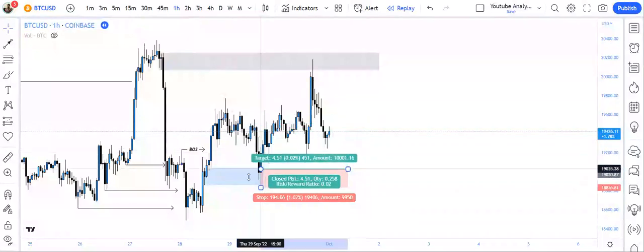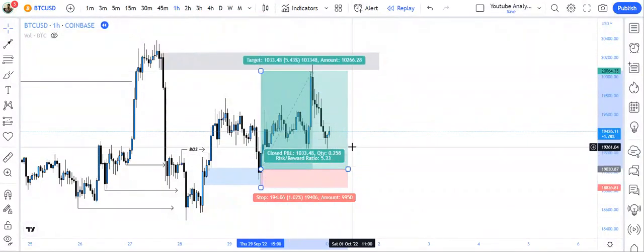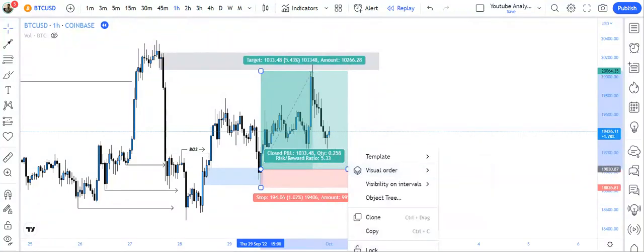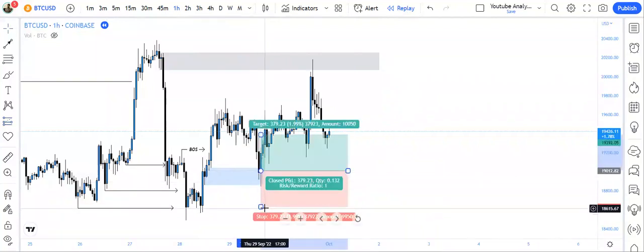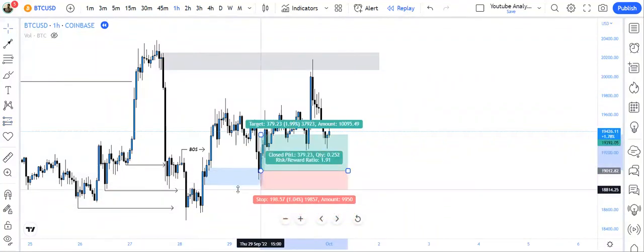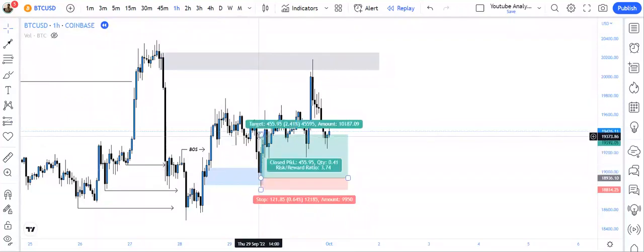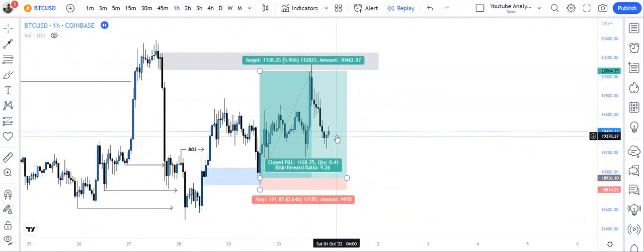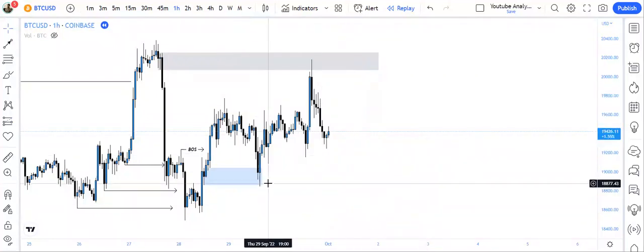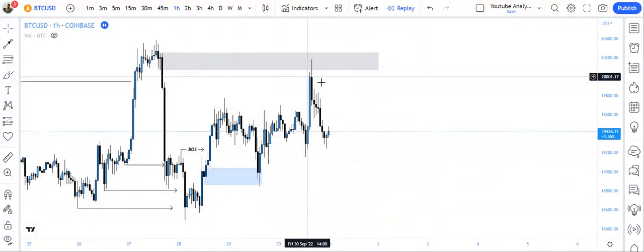So even with this, without confirmation, this was like a 1 to 5 risk to reward ratio. This is amazing, 1 to 5.3. On a lower time frame, this is easily 1 to 10, 1 to 9, something like that. It'll probably be something like this, a break of structure. And as you can see, price tapped into our supply zone and is now shifting bearish right away.